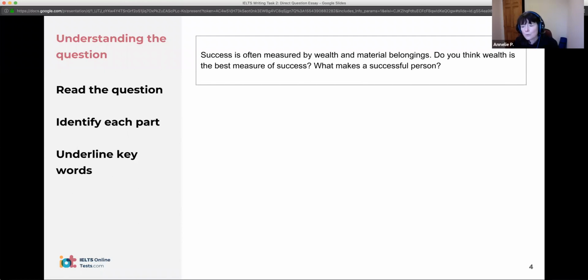Okay, yes, definitely wealth, success, material belongings. Okay, measure also very, very important. So that's what we're talking about. Okay, the best measure, yeah. A successful person also, yes. Okay, I would say all of those.